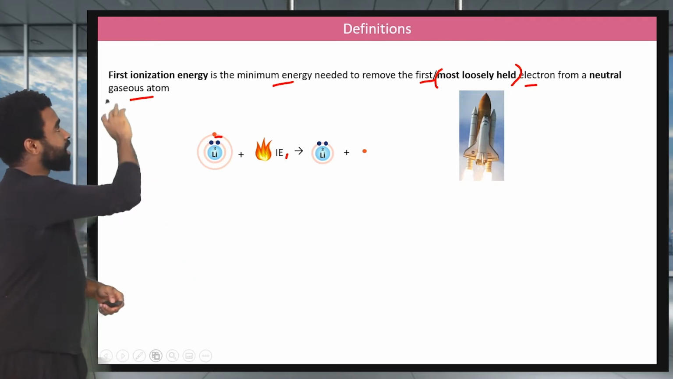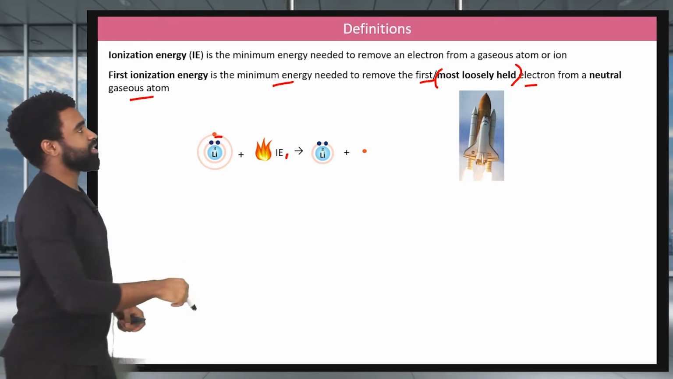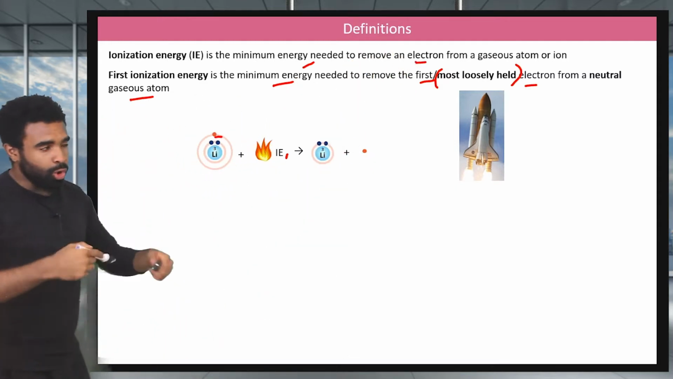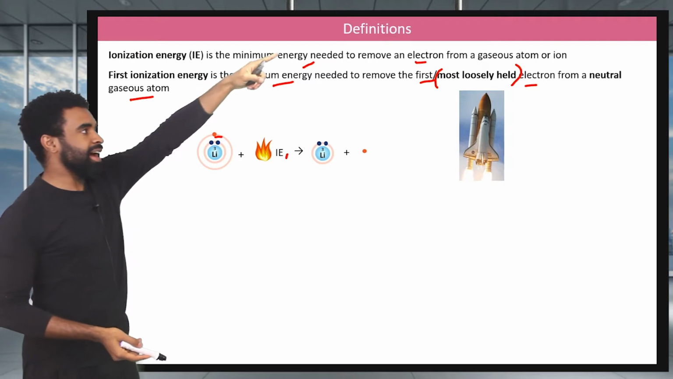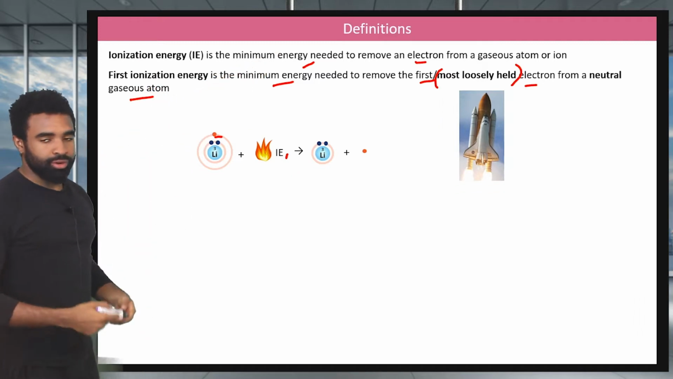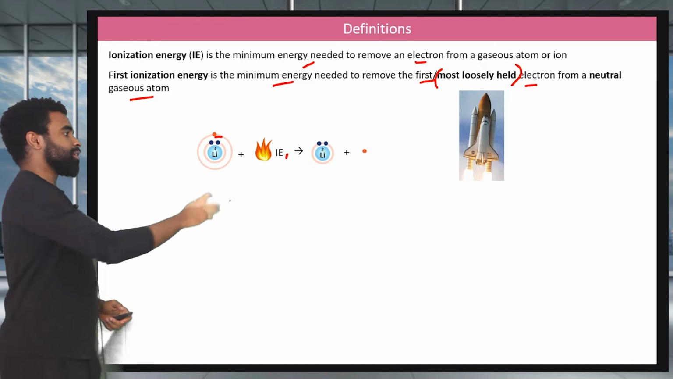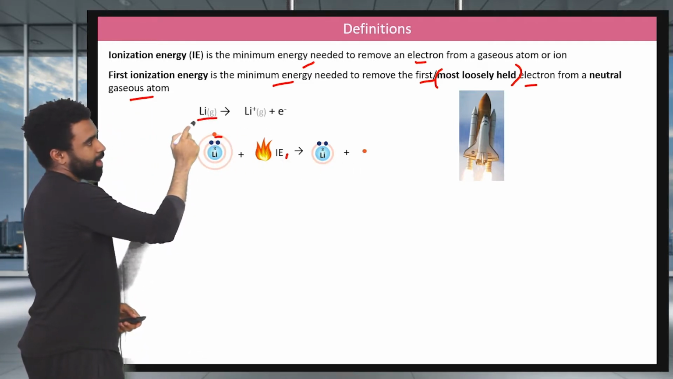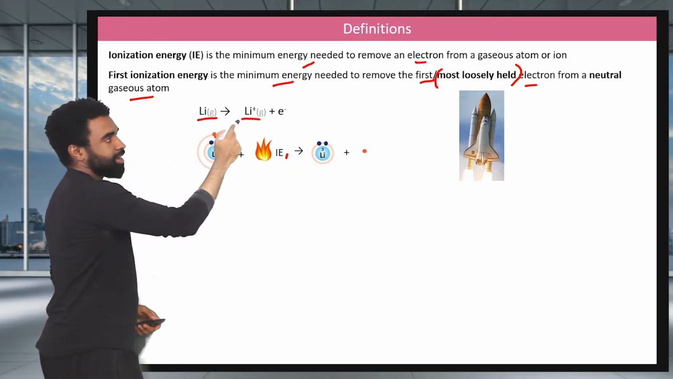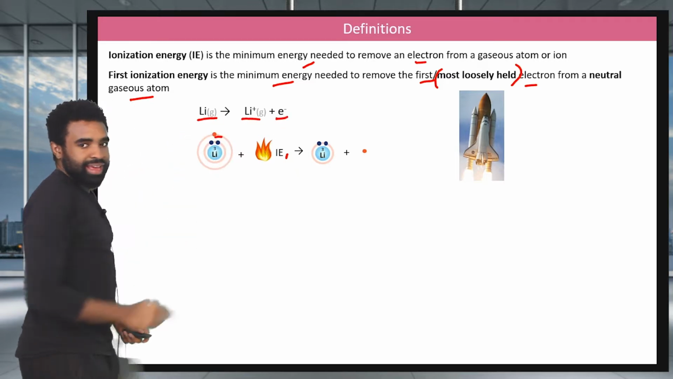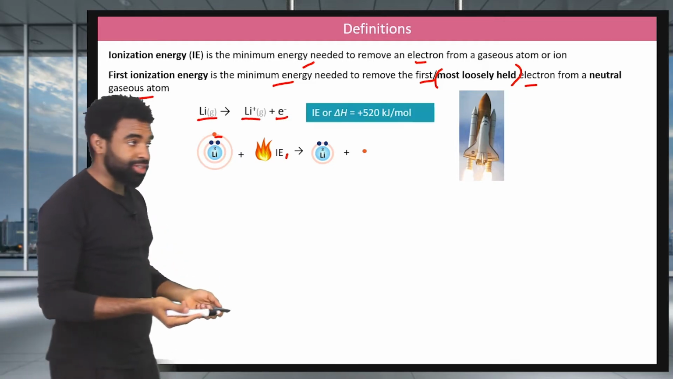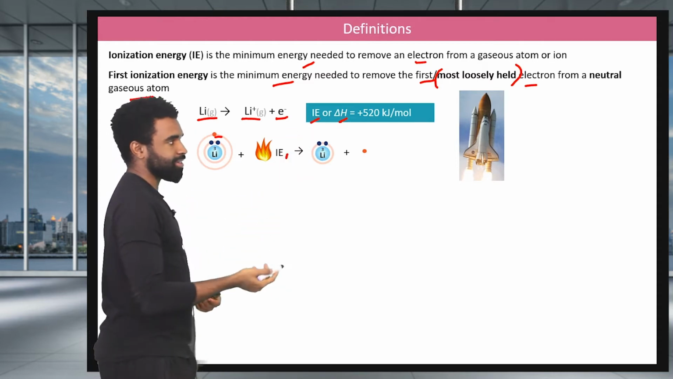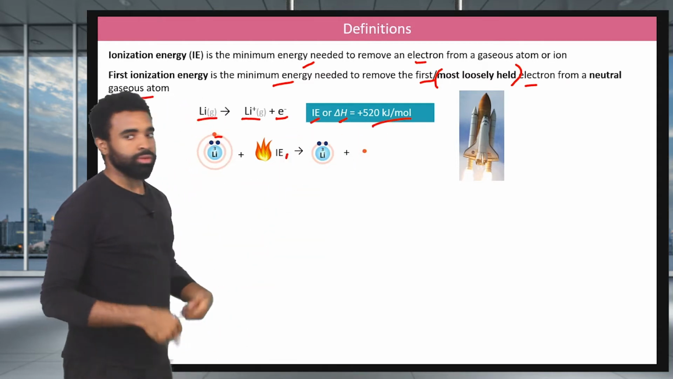We could also give a more general definition of ionization energy as simply the energy needed to remove an electron from a gaseous atom or ion. So notice here it could be an ion, whereas here it must be a neutral gaseous atom. Now the formal equation for this would be this. You take a neutral lithium gaseous atom, and it becomes a lithium cation plus a free electron. And the associated energy change there, delta H, if you've done thermochemistry, or you could just do IE for ionization energy, is 520 kilojoules per mole.